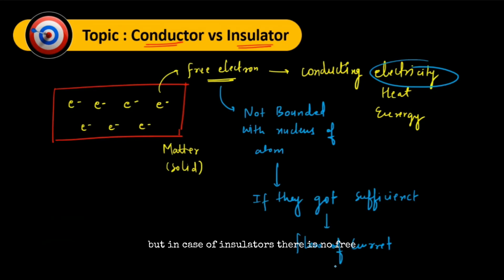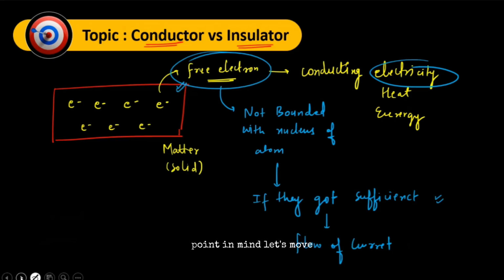But in case of insulators, there are no free electrons. Every electron is bound to the nucleus, and whatever amount of energy we supply to the system, they are not going to get excited from their state, and they are not going to move. And if they are not going to move, there is no current, there is no conducting behavior. So that is the actual aspect behind conductors and insulators that we need to understand: these free electrons. Again, keep this point in mind. Let's move.